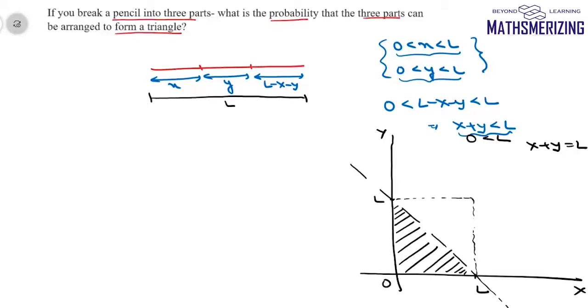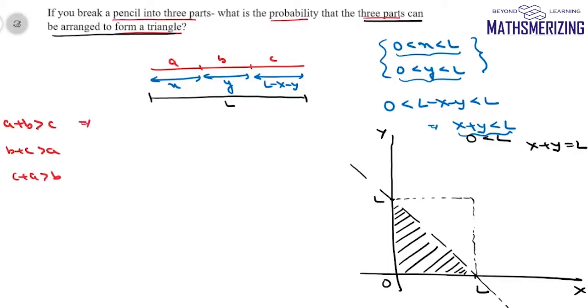Now we need to find the condition that these 3 parts can be arranged to form a triangle. Let the 3 sides of a triangle be A, B and C. We know that A, B, C are sides of a triangle if they satisfy the triangle inequality, which is that the sum of 2 sides is greater than the third side. So A plus B should be greater than C, B plus C should be greater than A, and C plus A should be greater than B.